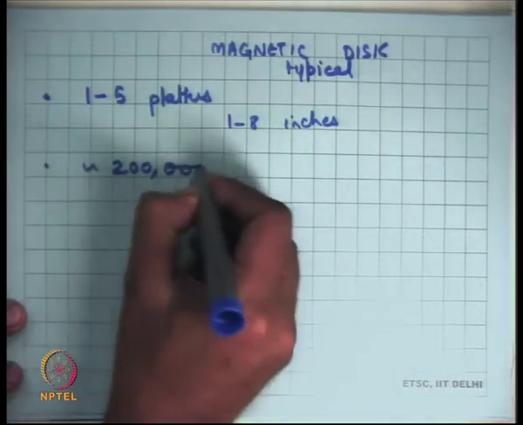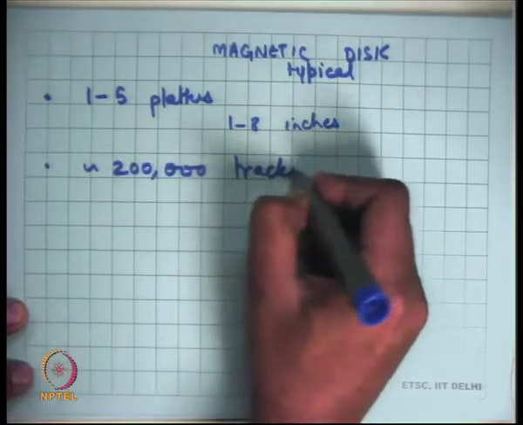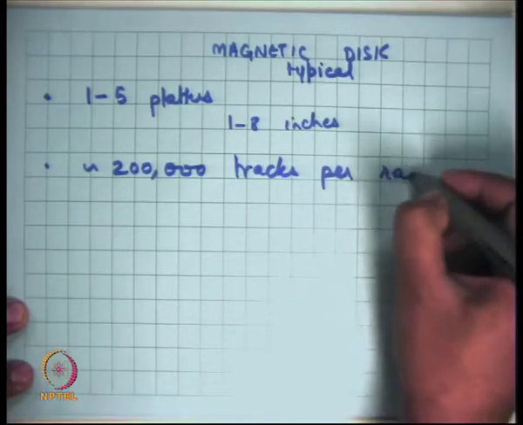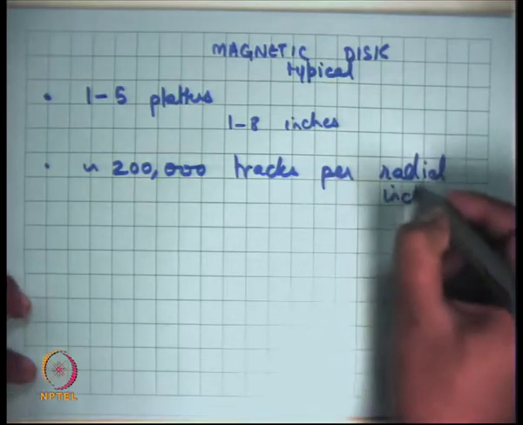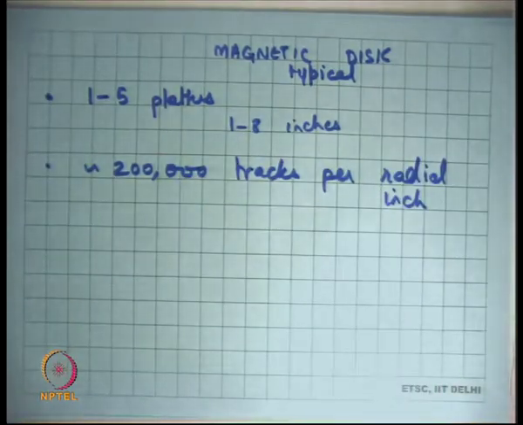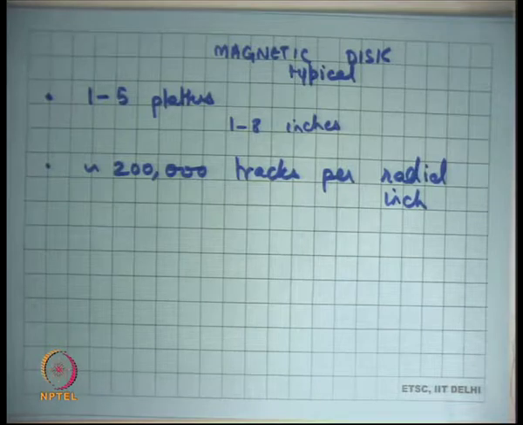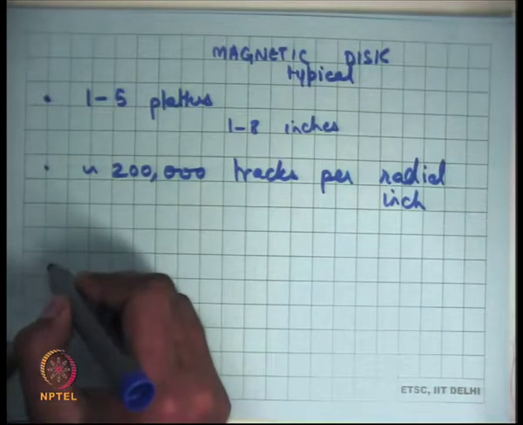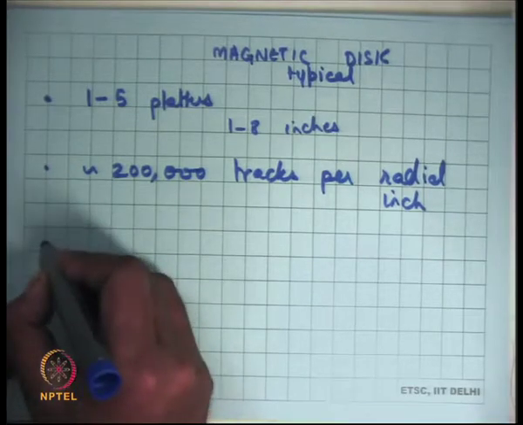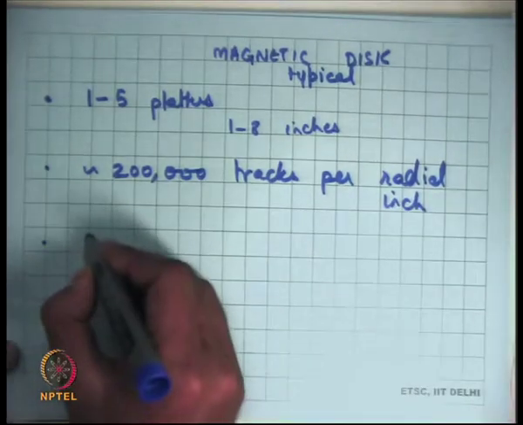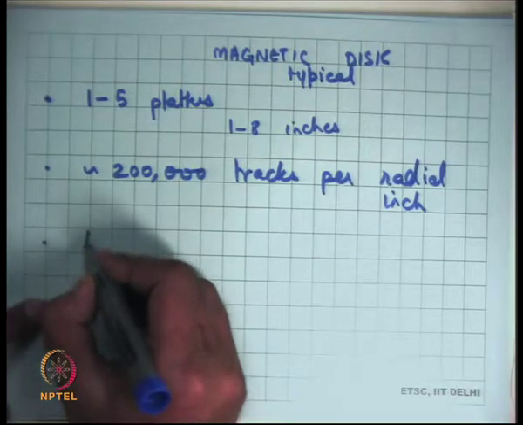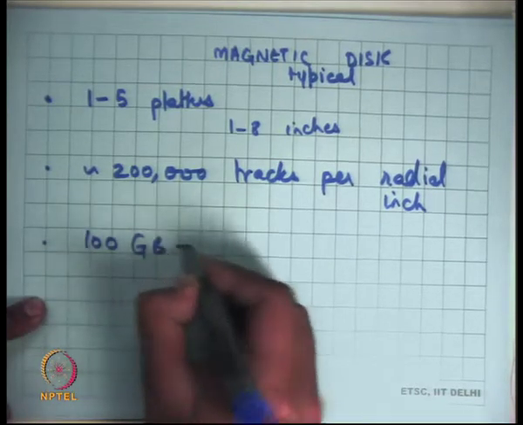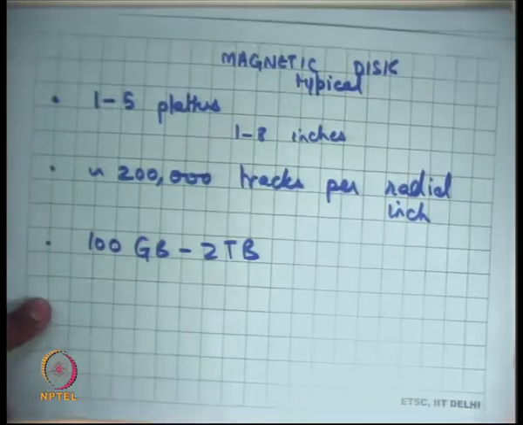Roughly 200,000 tracks per radial inch, right? So that's the density at which the tracks are packed radially. Recall that a track is basically a circle on the platter, and so there are concentric circles, and each circle is called a track, right? And so the typical density today is 200,000 tracks per radial inch. Today you can buy a disk with 100 GB to 2 TB storage capacity, right?